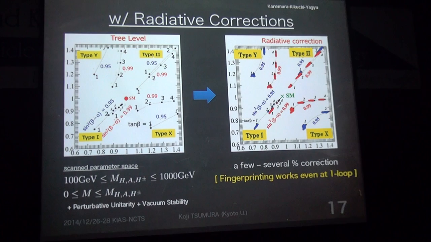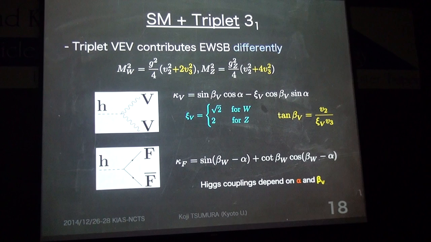Okay, next I would like to discuss the triplet extension of the standard model. In the triplet extension, the triplet vacuum expectation value contributes to the electroweak symmetry breaking differently. Differently means a different contribution to the W boson and Z boson. This factor is 2 and this factor is 4. Then the Higgs coupling deviates in this way. This kappa B factor is different for the W boson and Z boson, and kappa F is similar to the two-Higgs-doublet model type 1.